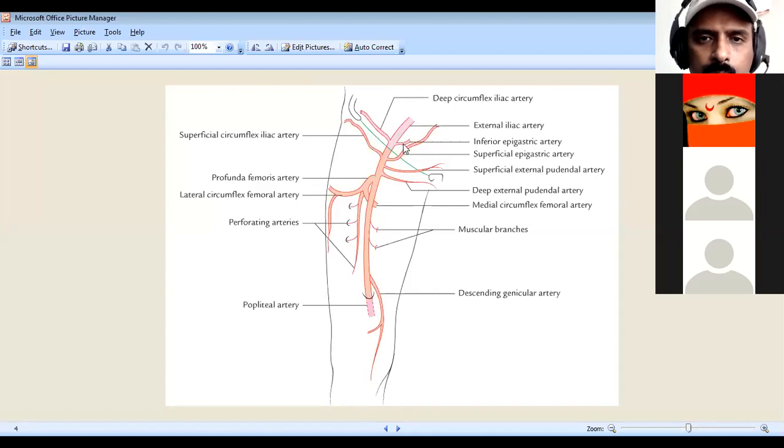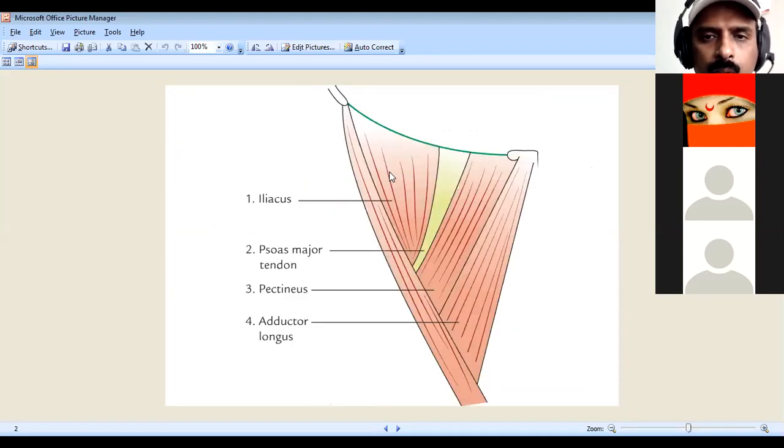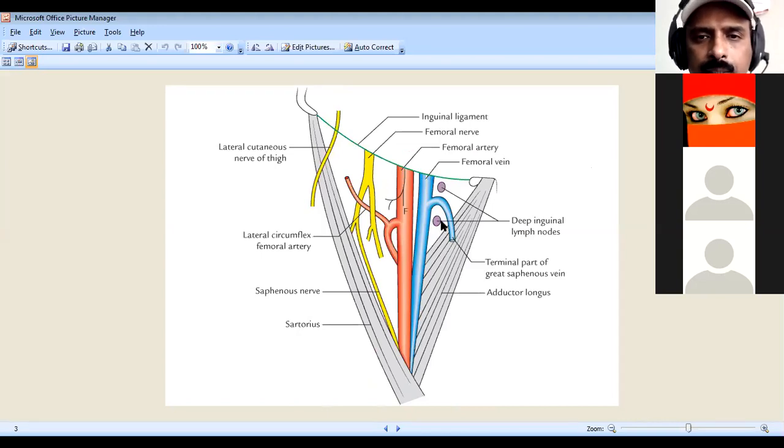So you have to know about the femoral artery: its origin, course, and relations. Almost all the relations you have to study along with the relations of the front of the thigh region and the femoral triangle region. In the femoral triangle, you have to know the relations of the femoral artery. As I have shown in this diagram, you can see the femoral triangle, and in it we come across the femoral artery.